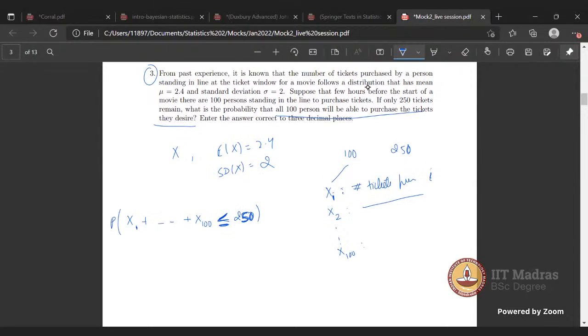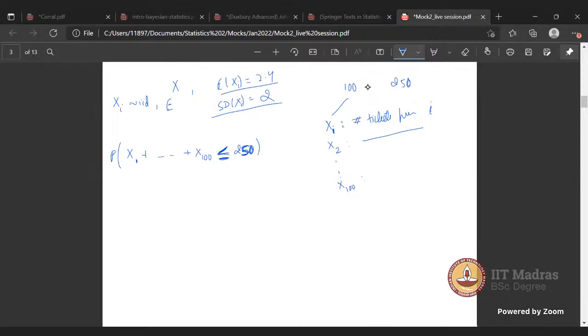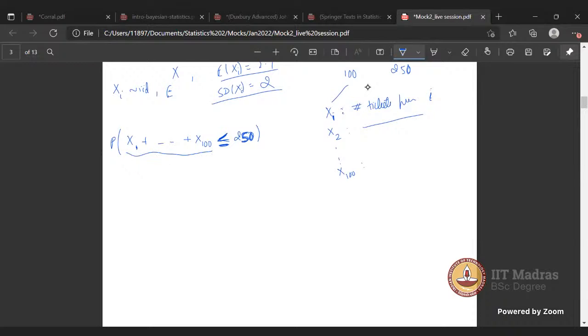Now we know this sample is quite large, and we can approximate using the normal distribution. So we can use the CLT, right? Each of the x's is going to be independent and identically distributed, because the expectation is given to be 2.4 and the standard deviation is 2. So if I represent the sum using S, using CLT, S minus n mu divided by square root of n sigma follows the normal 0, 1 distribution.